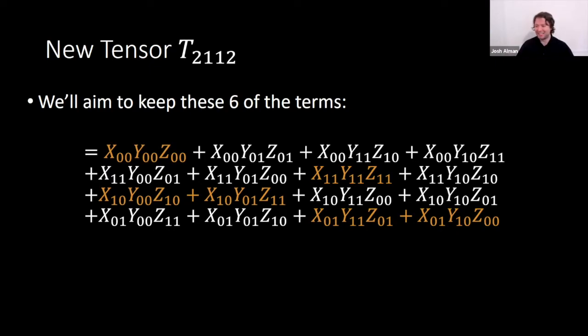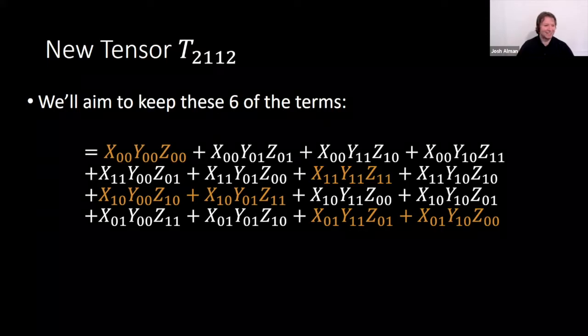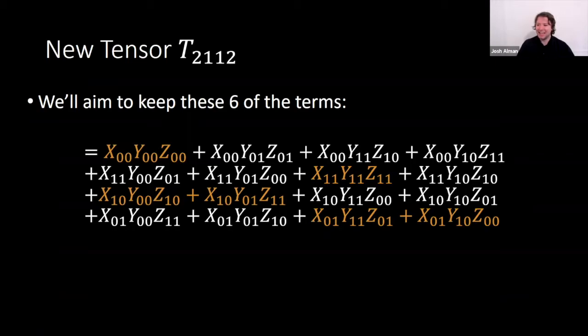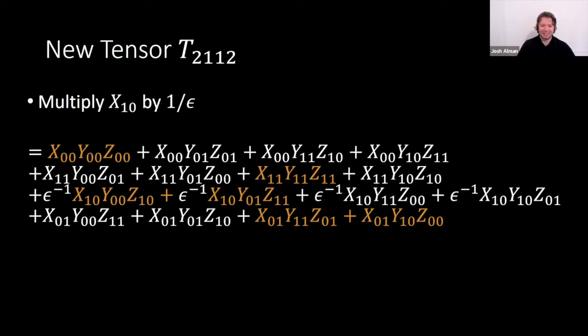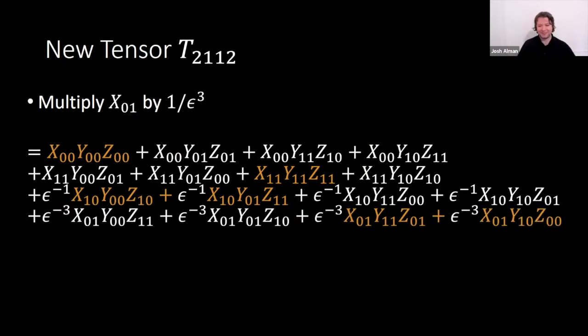So let me do it for you. I don't promise I did a great job of making it easy to see what's happening on the slides, but the details are not super important. I'm first going to multiply x10 by 1 over epsilon, so I'm dividing this row by epsilon. So I get this. Since I'm just multiplying one of the variables, I'm not changing the rank of the tensor. Next, I'm also going to multiply x01, the last row, by 1 over epsilon cubed. So I've rescaled some of the x variables.